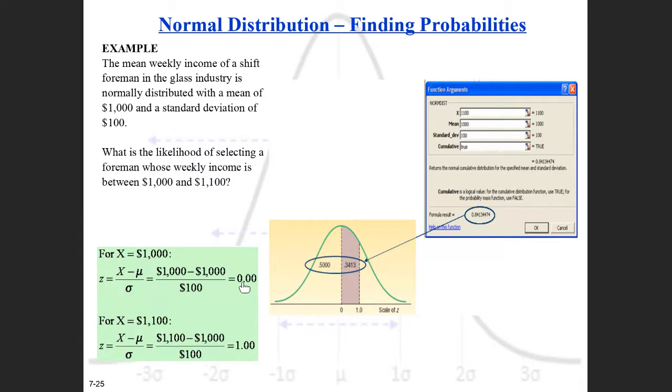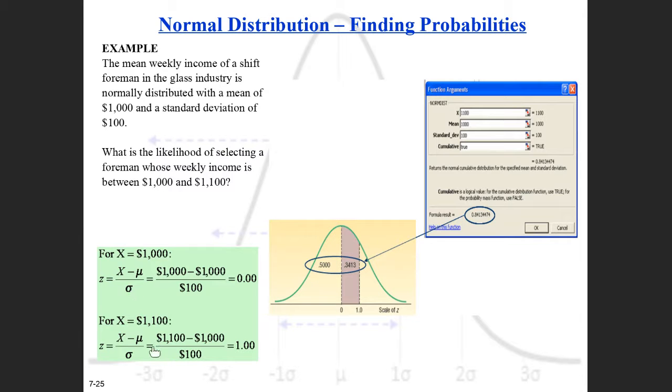okay, so it's 1,000 minus 1,000 divided by 100 is 0. And if the z-score is 0, what is that? It's the mean, correct. 0. Remember, every standardized normal curve has a mean of 0 and a standard deviation of 1.